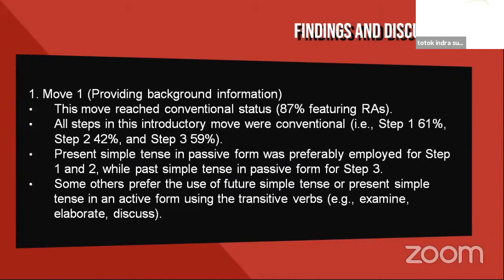And then, how about the steps? All the steps in this introductory move were conventional. Step 1, 61%, step 2, 42%, and step 3, 69%. So it means that not all of them use the steps, and not all of them use the move, only up to 87%. So this is discussing the use of move 1 in the research articles.